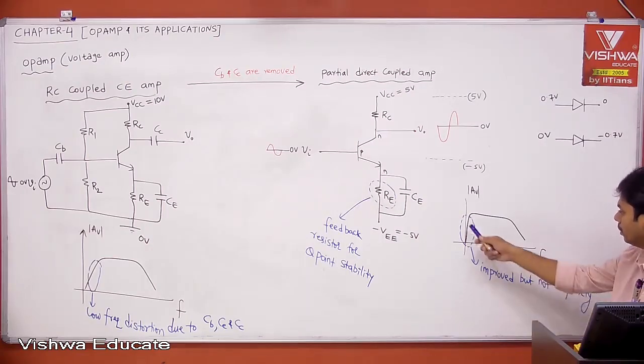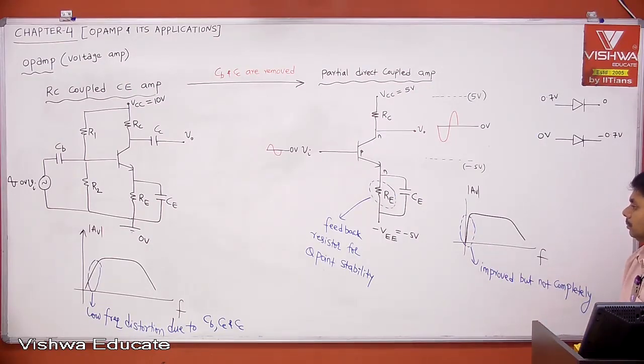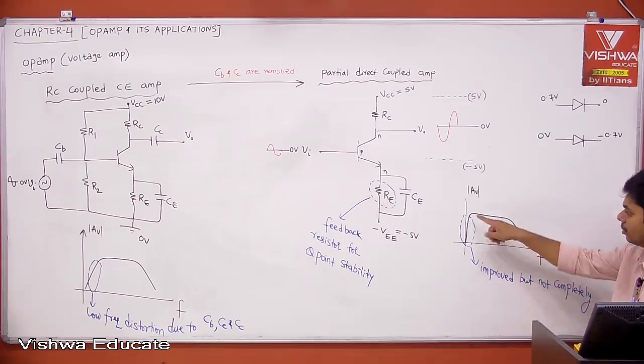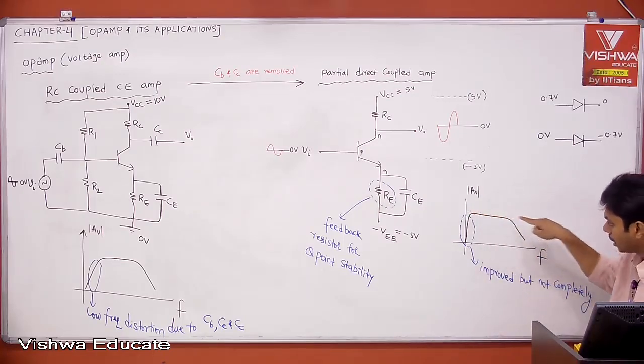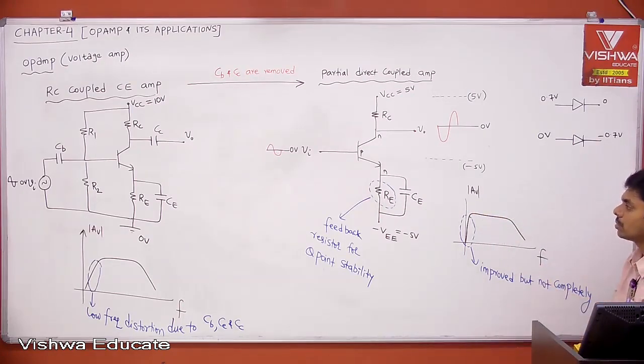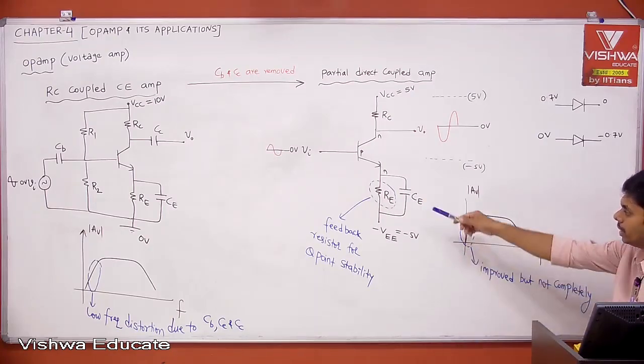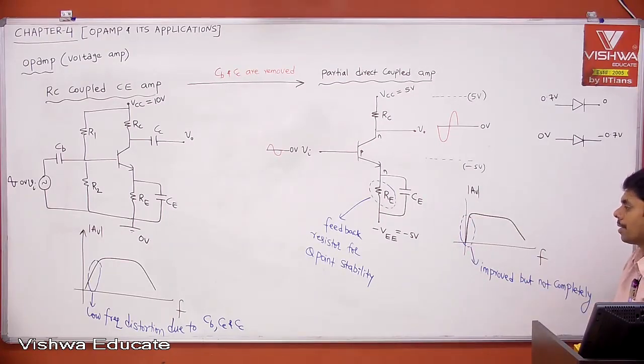Here this is improved but not completely. Now we want to improve it, then make it flat. If you are able to make it flat, then the problem is over. That is nothing but your differential amplifier, where we don't need CE. How to make it without CE, that is what we will see. Then it is done.